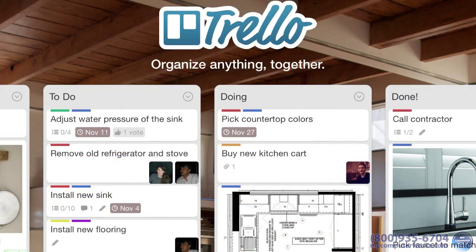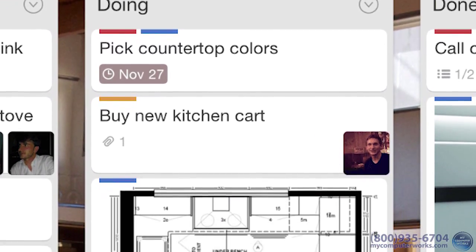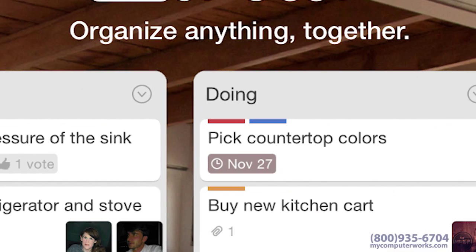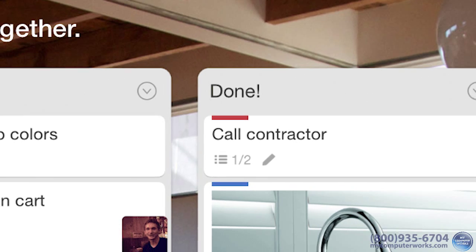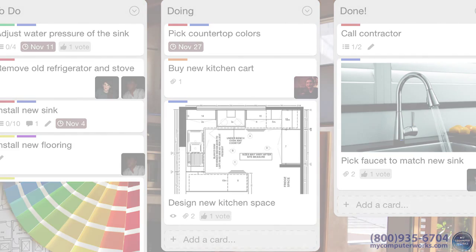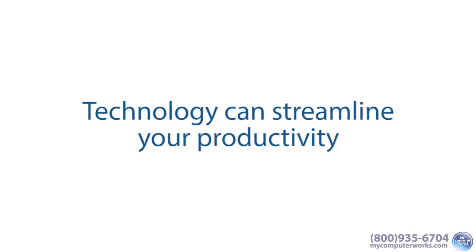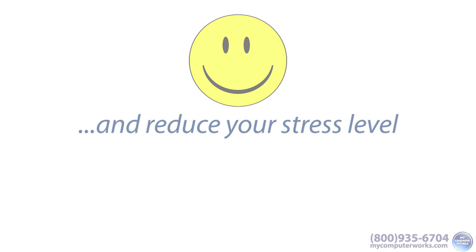If you're a visual person, you may find Trello even more intuitive due to the fact that it lets you keep a running list of the tasks you are currently doing and ones you have completed with their do, doing, and done system. It can actually be fun and quite a relief to watch that list grow and shrink. The same concept is used by many other programs, so shopping around for one you find suitable is easy and worthwhile. Whichever option you choose for task management, the use of technology can really streamline your productivity and reduce your stress level in the process.